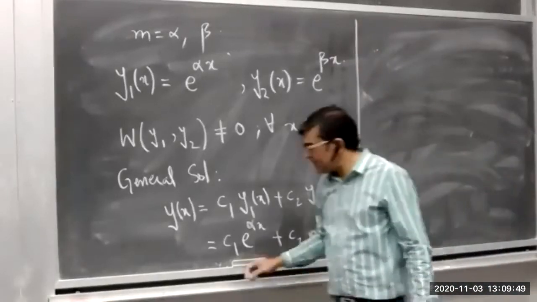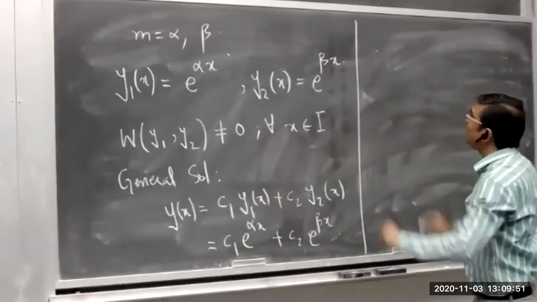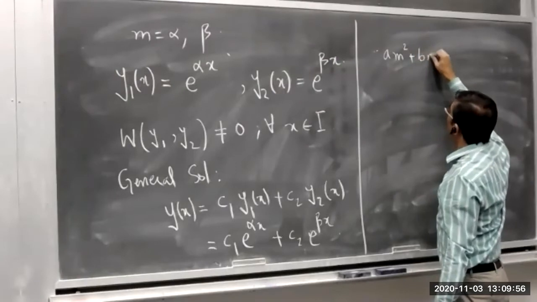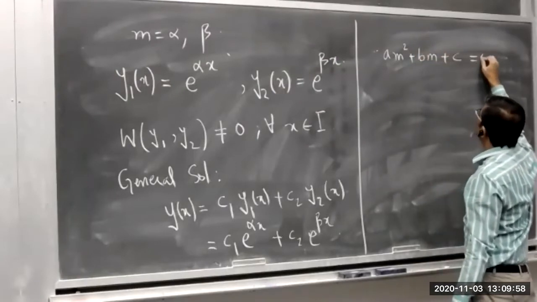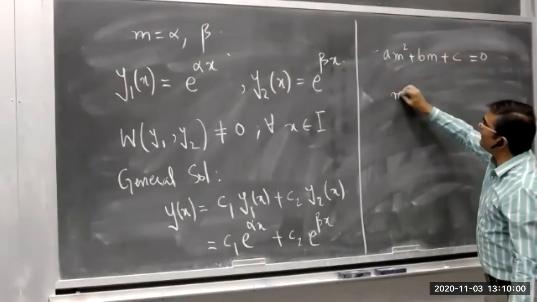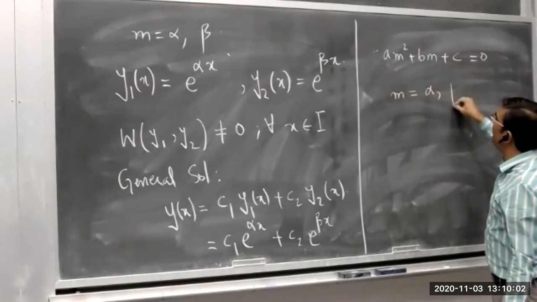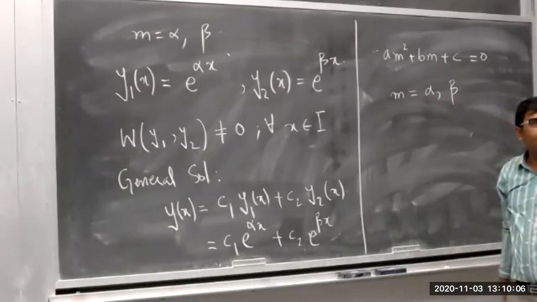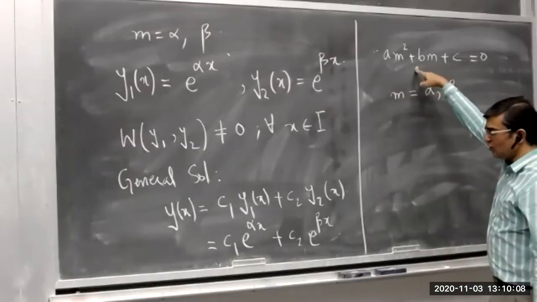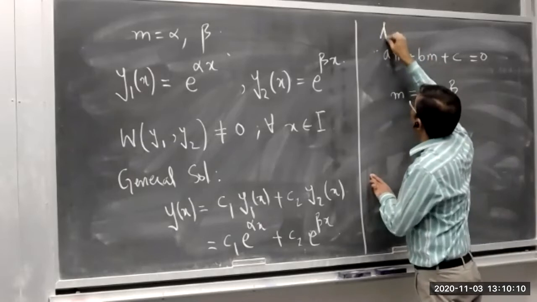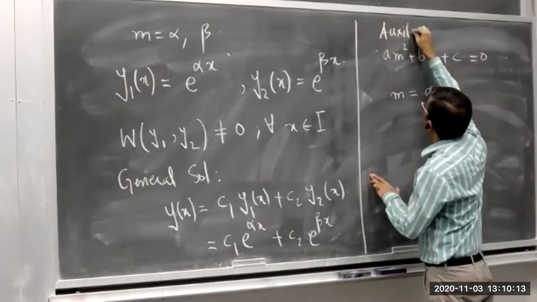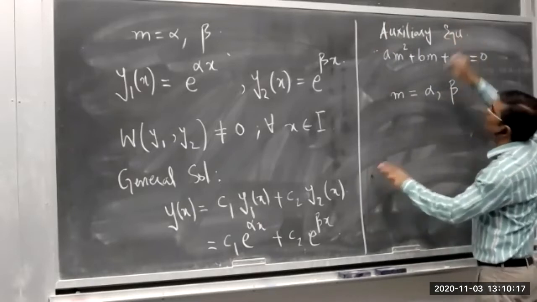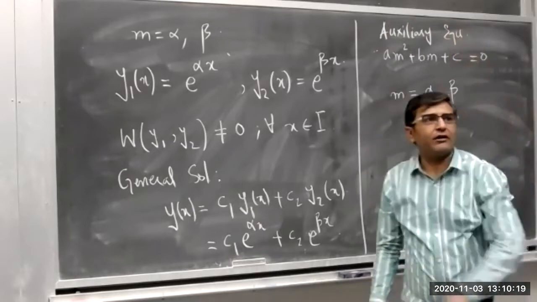If you have a quadratic equation, what did we get? A m square plus b m plus c is equal to 0. And then we have assumed that the two roots of this equation, m, are m equal to alpha and beta. Okay? And this equation is called the auxiliary equation, corresponding to that given second order differential equation.